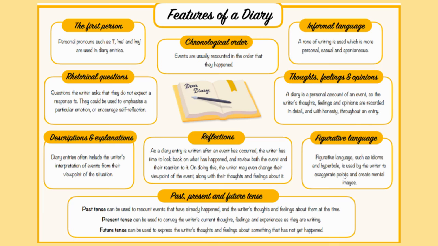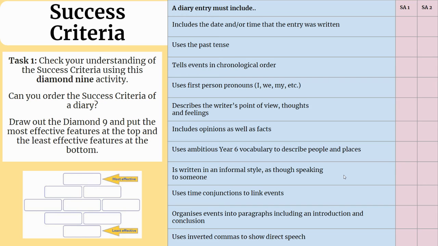We're looking for the past tense here, ladies and gentlemen. So make sure that you print this off and have this next to you when you're writing your pieces of writing or diaries. So, activity 1 today, ladies and gentlemen, we'd like you to get to know your success criteria a little bit more and to check your understanding using this Diamond 9.